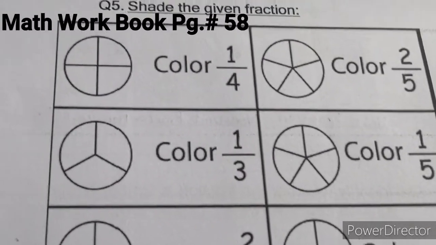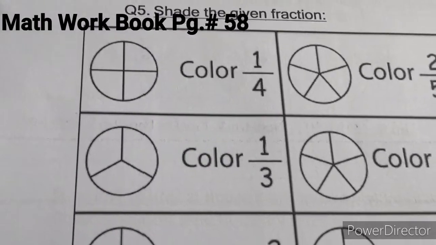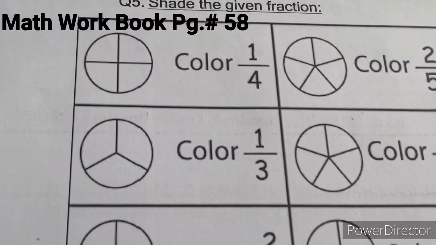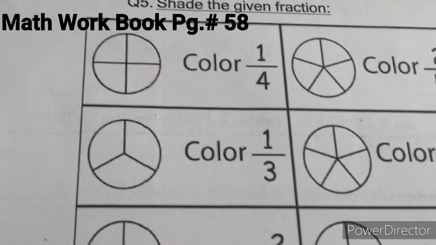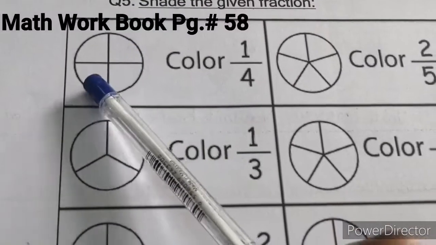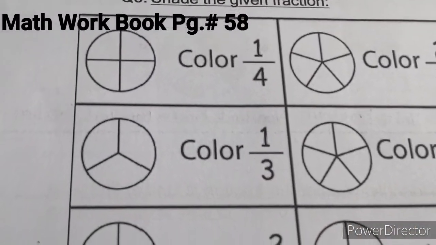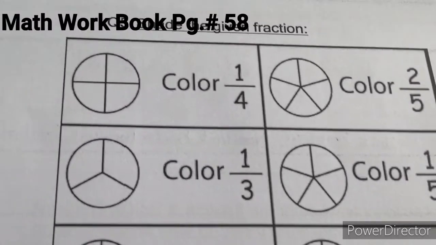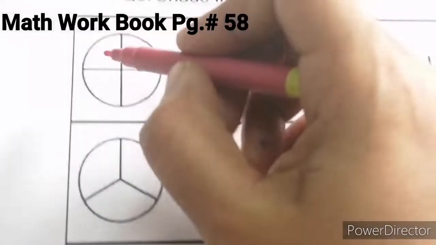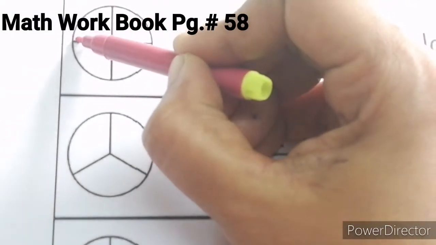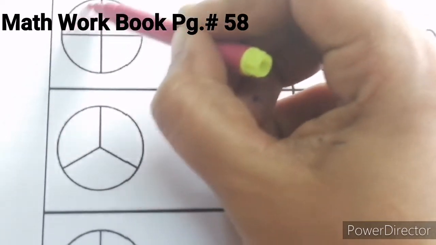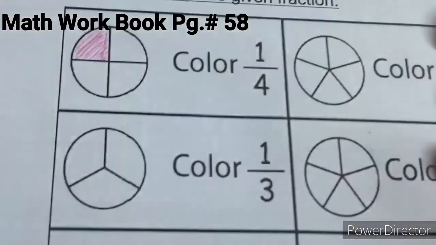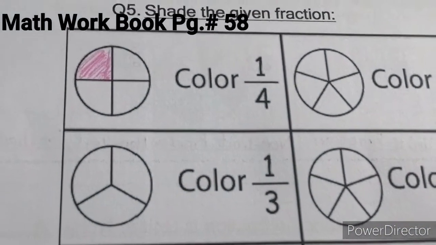Now the first one is 1 by 4. So 1 by 4 means the numerator is 1, the denominator is 4 and the total number of parts is 4. They have already given us that. 4 parts are there. 1, 2, 3, 4. And 1 will be shaded because 1 is in the numerator. So let us shade one part.